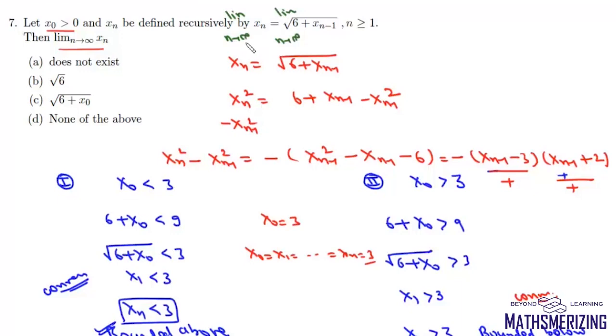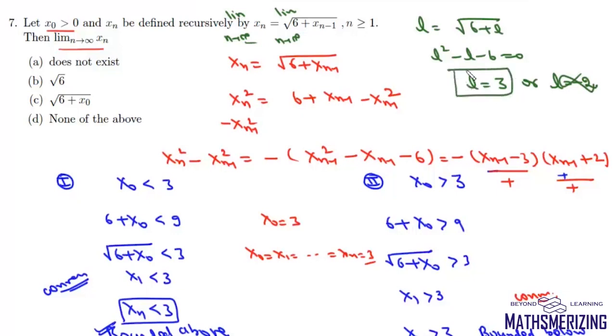Now suppose this limit is L, so we can write L equals under root of 6 plus L, that is L square minus L minus 6 equals 0. That is, the value of L is either 3 or minus 2. Now since this sequence contains positive terms, its limit cannot be negative. So for this sequence, the value of this limit is simply 3. So this limit n tends to infinity xn will be 3, which is none of the above, option D.